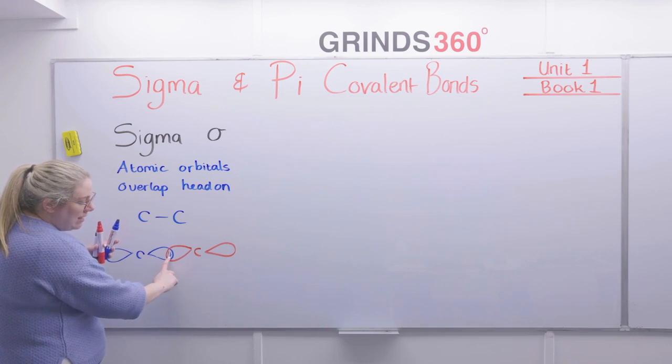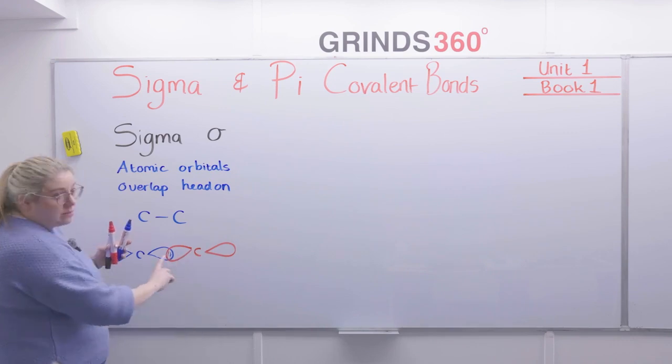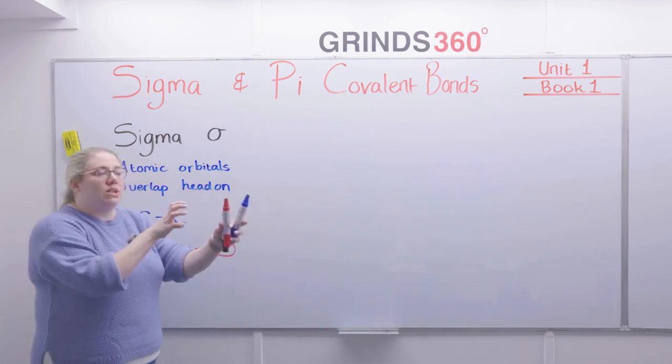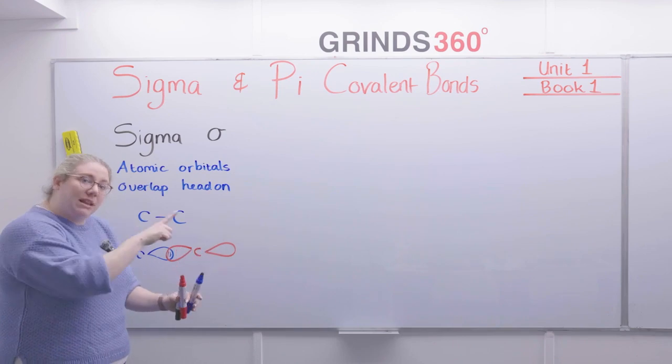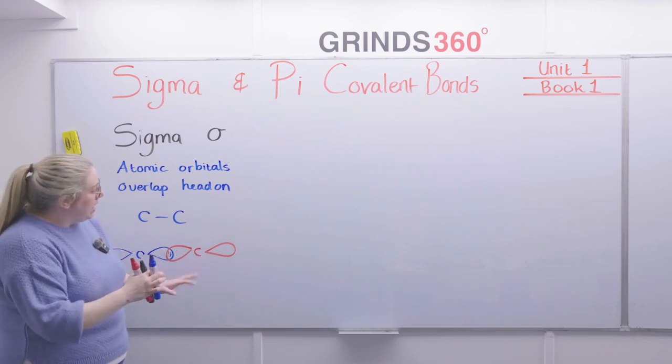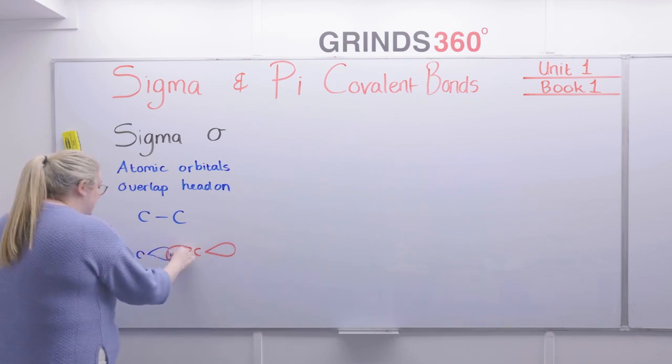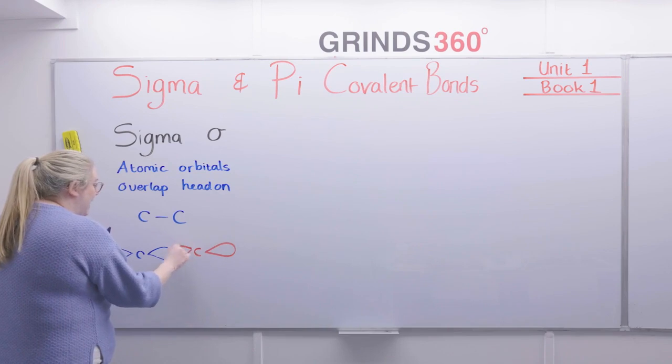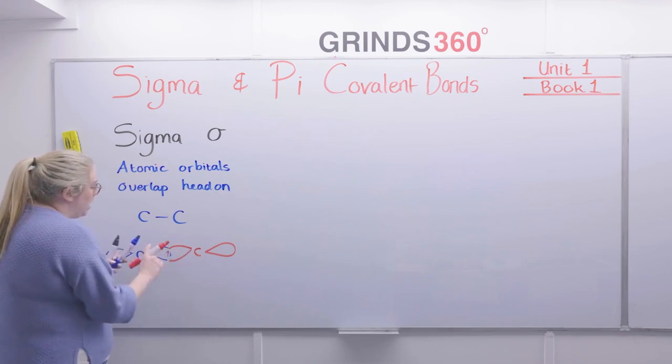They're not just stuck in this bit here. They can actually move throughout because you're overlapping 2 regions of space and they don't have an edge. So they can be anywhere between the 2 atoms. Now, that is my sigma bond, showing it for an s and a p orbital.